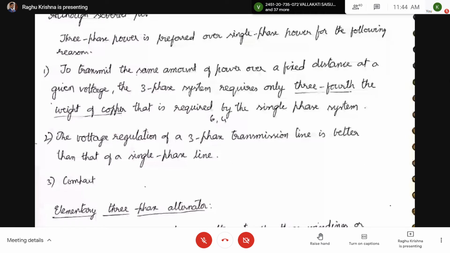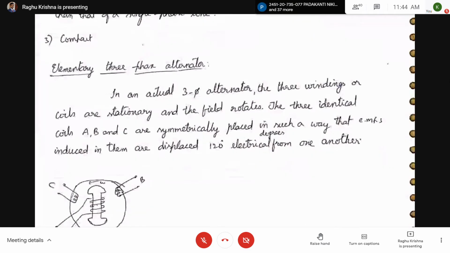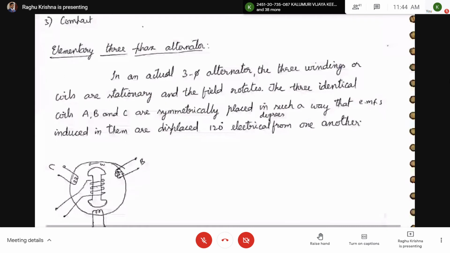Here is the elementary three-phase alternator. In an actual three-phase alternator, the three-phase winding coils are stationary and the field rotates. I already mentioned this for a single-phase generator too. For large generators, the field rotates and the coils are stationary. You can see in the figure that in the center, the field is rotating.